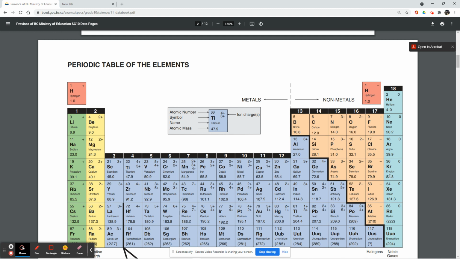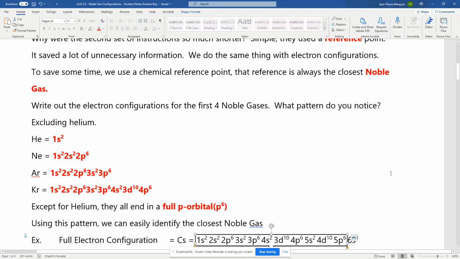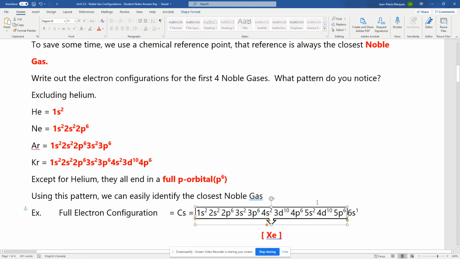Or again, you can just look at the electron configuration itself. Going back, as you noticed, my last noble gas was 5p6. Therefore, all this information can be condensed into one element, and that element is xenon. And so we put square brackets around it, letting us know that our noble gas configuration is using xenon as a reference point.